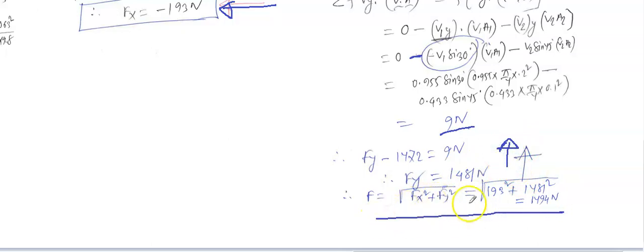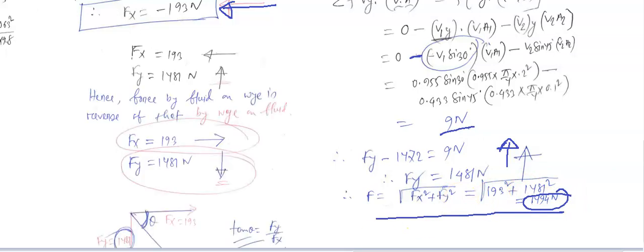Now what is the magnitude? Just the square root of Fx square plus Fy square. So you got 1494 Newton. So that's the magnitude. So now we will calculate the direction. This section is very important. So look guys, we got the force along x-axis is 193. This is the direction. Force along the y-axis is this. This is the direction. Hence, the force by fluid one way is reverse of that by the other way of fluid.